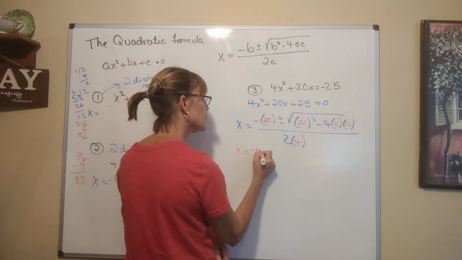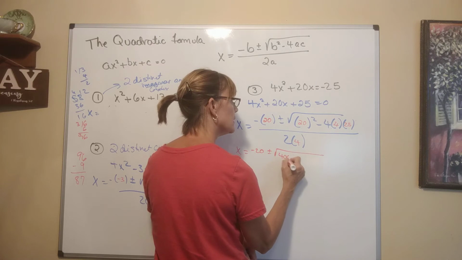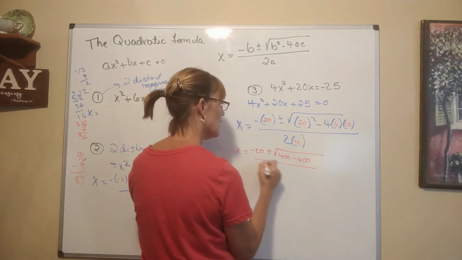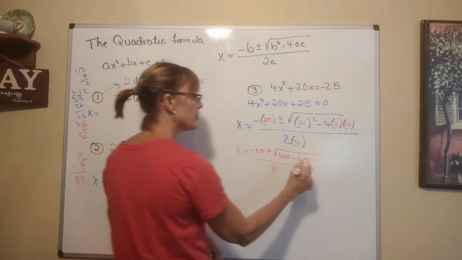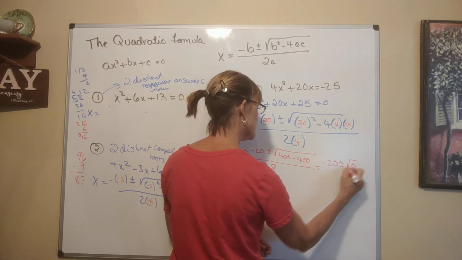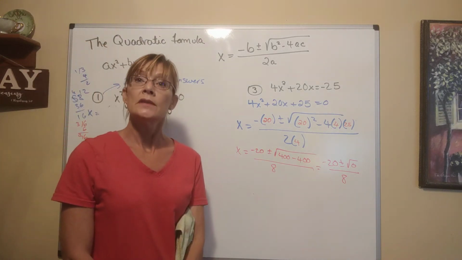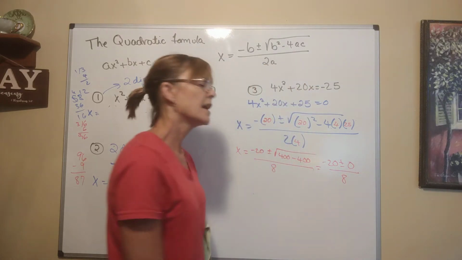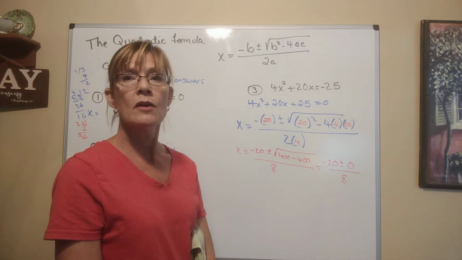x is equal to negative 20 plus or minus the square root of 400 minus 400 all over 8 is what you get when you multiply those numbers together. 400 minus 400 is 0, so we get negative 20 plus or minus the square root of 0 over 8. Now, the square root of 0 is 0, okay? Negative 20 plus 0 is negative 20. Negative 20 minus 0 is negative 20.